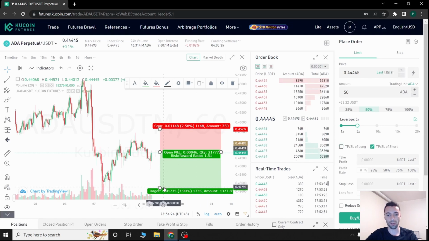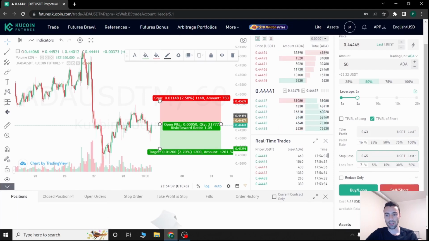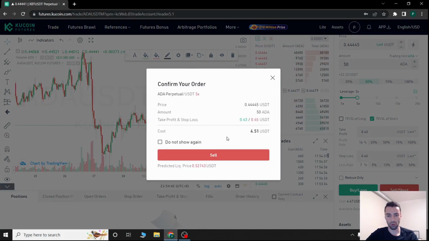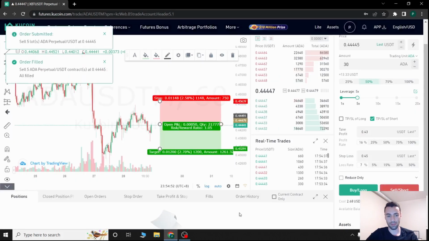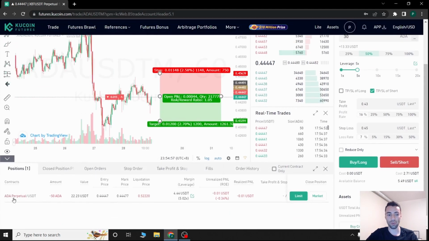So our take profit, for example, we want it here, it's 0.43, and our stop loss will be 0.45. And let's sell or short. So it shows us the price, amount, the take profit, and the stop loss here, and it costs us 4.5 USDT, and sell. Yep, it comes straight to our position here. This is red, so it means we sell or make a short position.